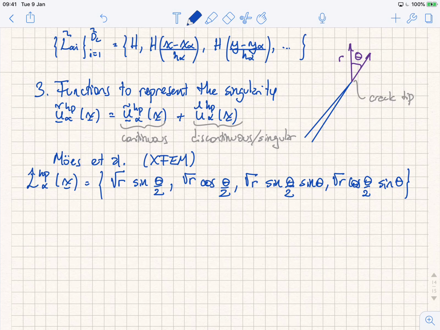So that I'm going to write for completeness. So these are not the functions that are actually obtained from linear elastic fracture mechanics from the theory, right? But you can actually use those.